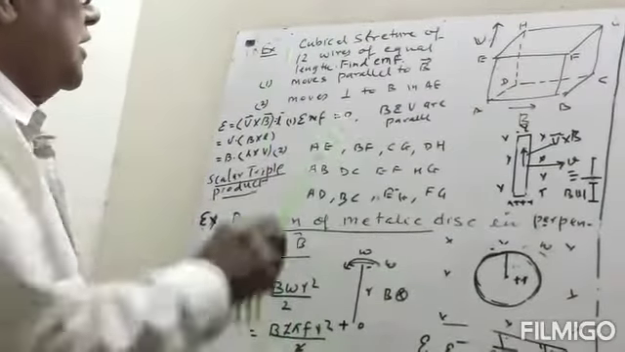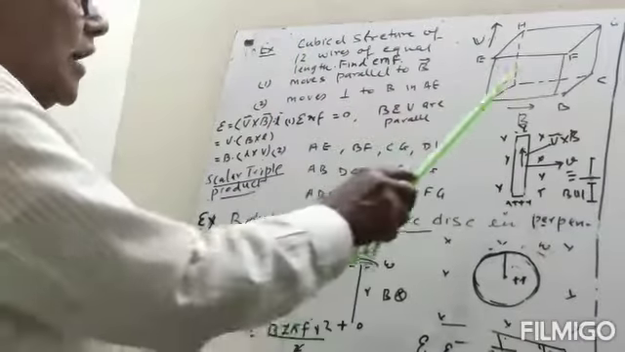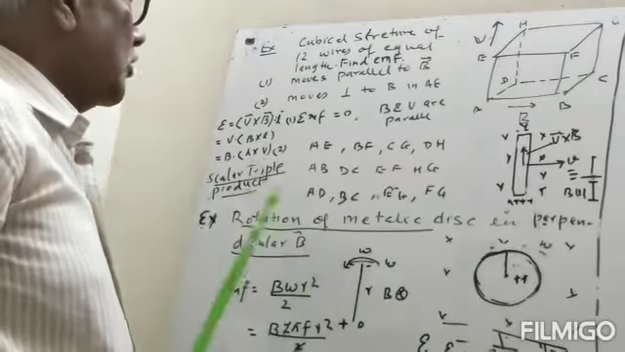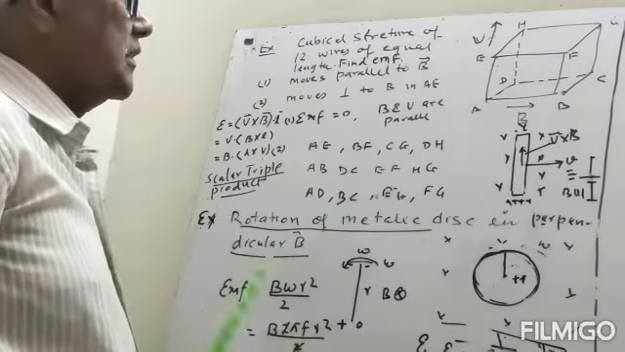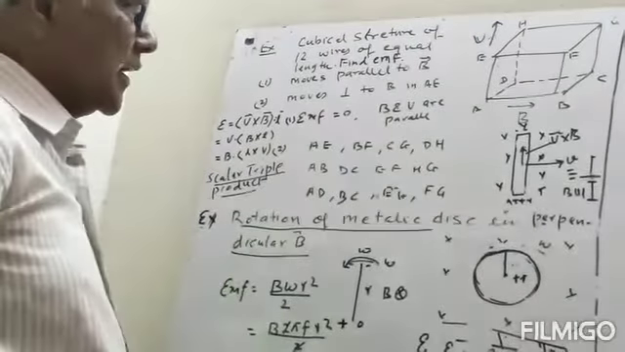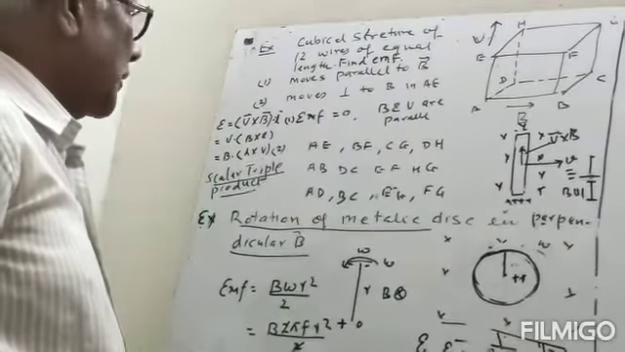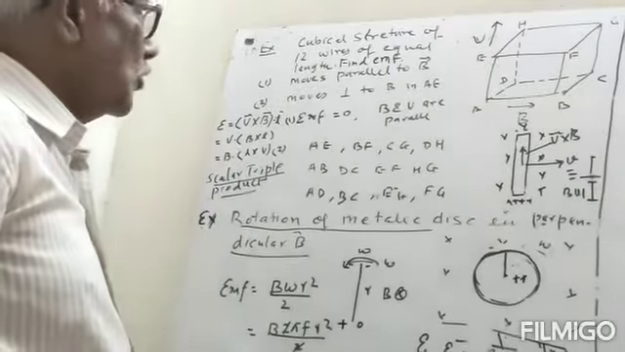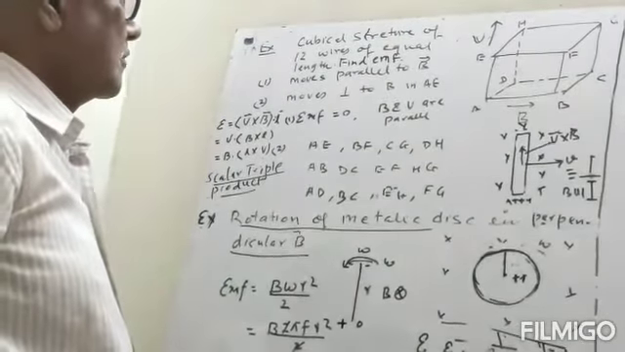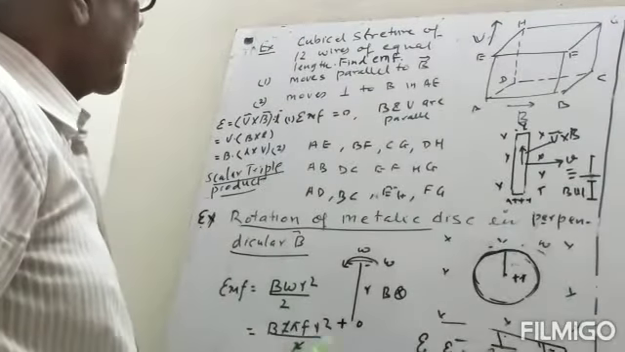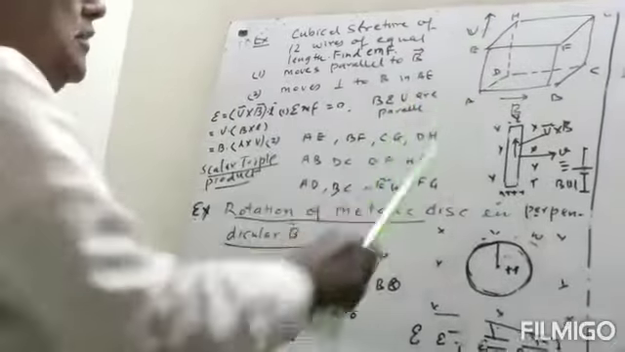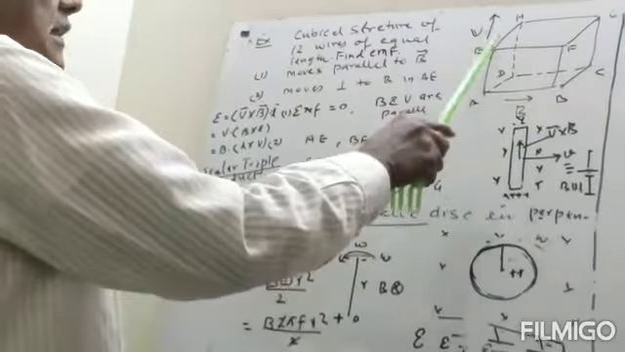Suppose there is a cuboid structure of 12 wires of equal length. Now we have to find the EMF. Case number one, when the cuboid moves parallel to B. Case number two, when the cuboid moves perpendicular to B. First, this is the cuboid A, B, C, D, E, F, G, H.